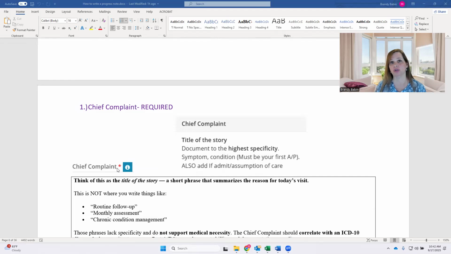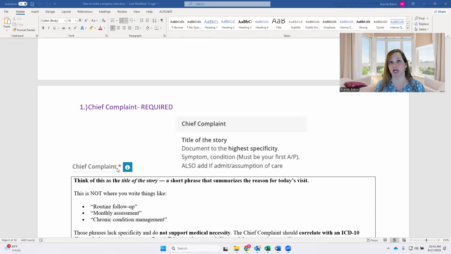And then you'll also see that there is an I. So that's your information. You just hover over that, and the I stands for what information is expected in that box. So the chief complaint is, again, the title of the story. It's the very first most important thing that you're seeing the patient for. So the title of the story.